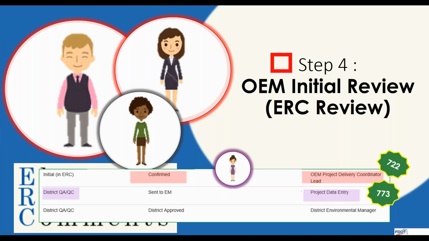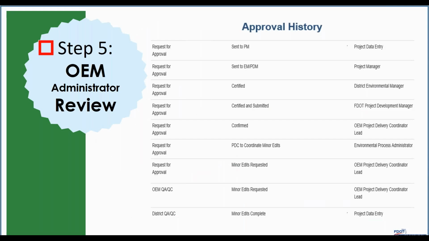Once everybody's happy with the document, the project editor can save the document in SWEPT, and your district environmental manager can approve the document with the changes that have been made. This is PSM code 774 for type 2 categorical exclusions, and that's the date that OEM and the district have completed comment resolution. So once comment resolution is completed, the PDC will let the district know that the document is ready for the next review phase, which brings us to step 5.